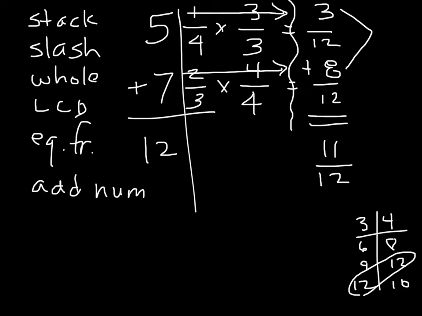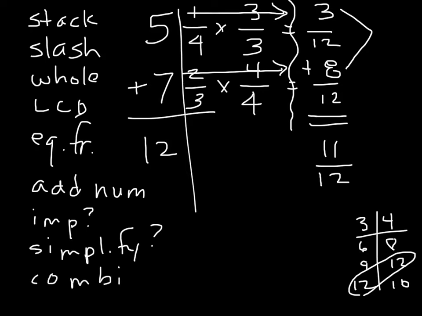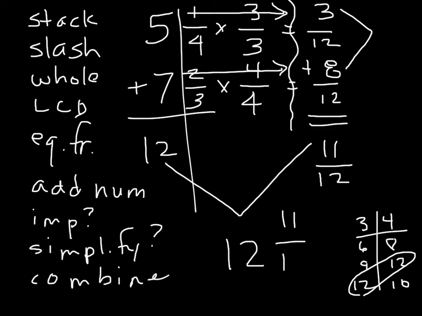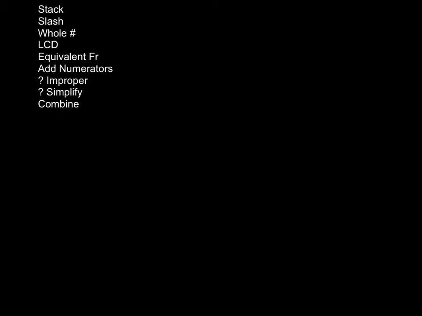and now I'm going to ask myself some questions. Is my fraction improper? Do I need to simplify? And in this case, both of those answers are no. So my last step is to combine my whole numbers and my fractions, and I get 12 with 11 over 12 is my answer.